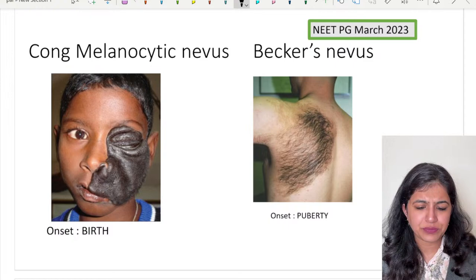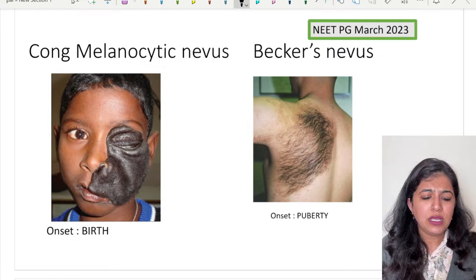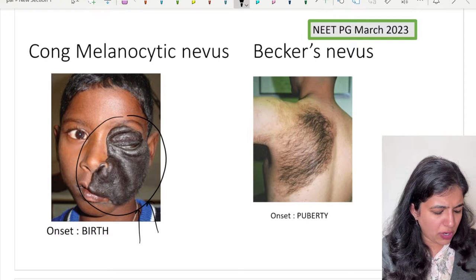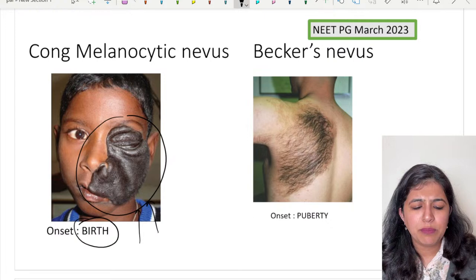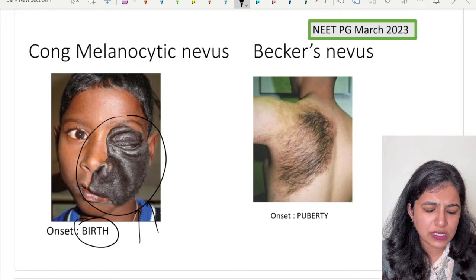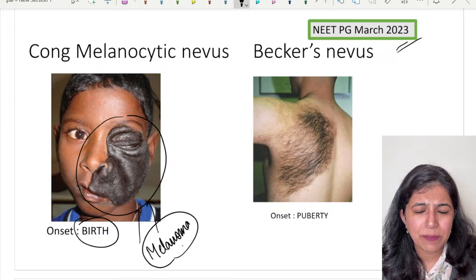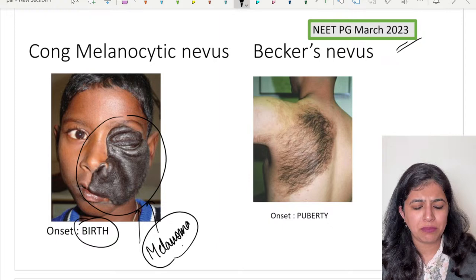Then you have to differentiate between a congenital melanocytic nevus and a Becker's nevus. Congenital melanocytic nevus will be black, everybody has black moles, right? Just imagine a very big black mole with a lot of black hair. This is present since birth. It is a congenital melanocytic nevus. Increased risk of melanoma in the larger lesions. This was the question asked in the March 2020 NEET exam. So big black congenital nevi have a risk of melanoma developing.